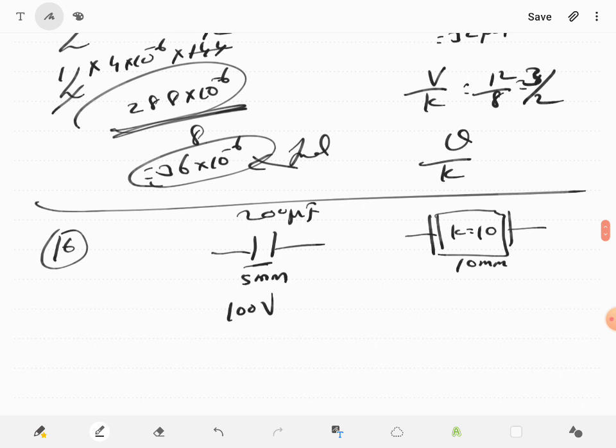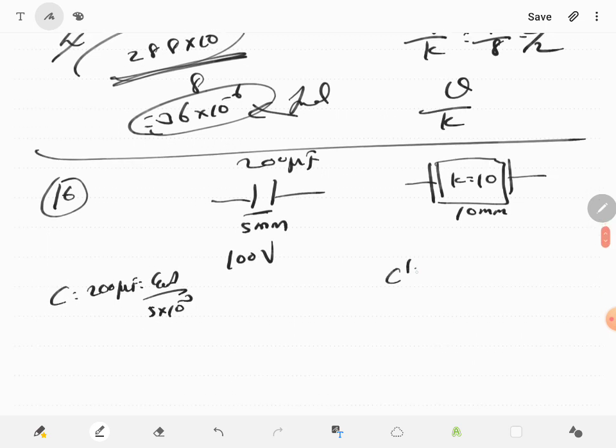Okay, so you are increasing the distance to 10 millimeter. The original capacitance is 200 microfarad, which is epsilon naught into A by D, where D was 5 into 10 to the power minus 3. So now what is the new capacitance? It's K times epsilon naught into A by the new distance, which is 10 into 10 to the power minus 3 meter. So K itself is 10.